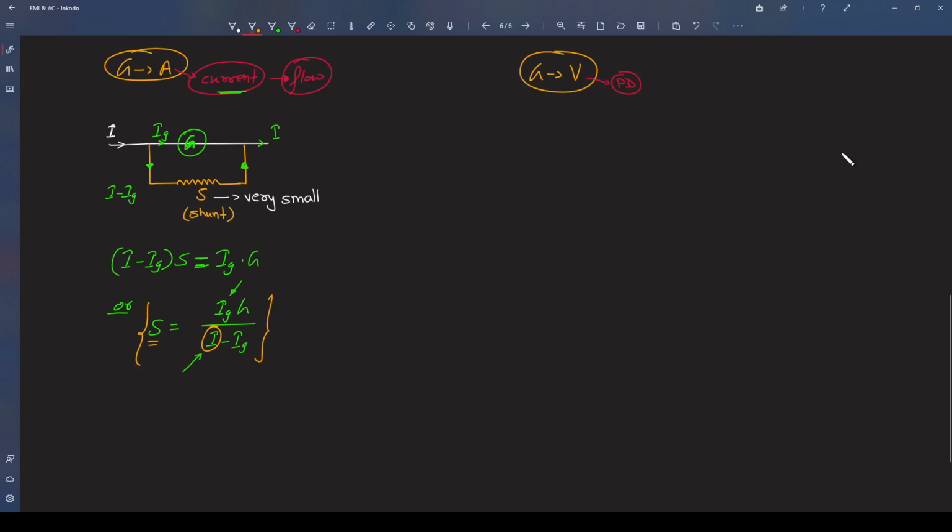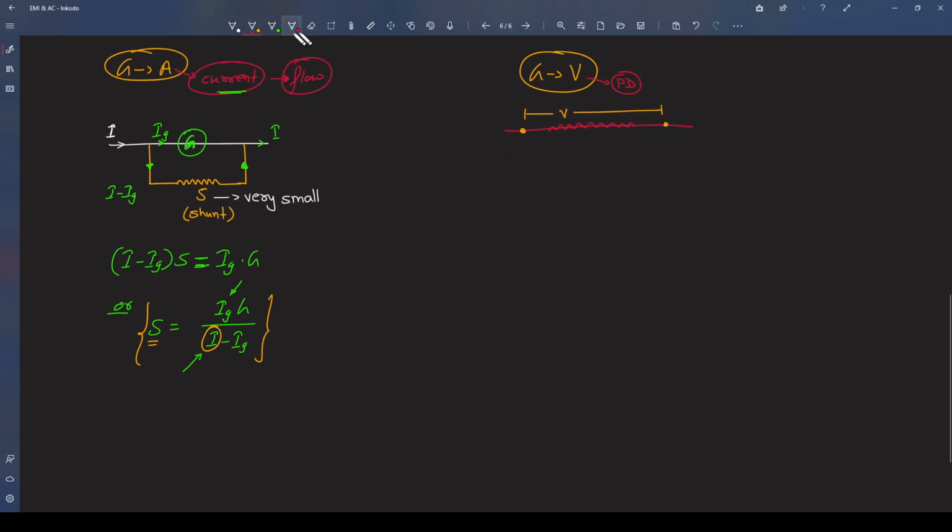Now, how to convert a galvanometer to a voltmeter? Let's understand that as well. A voltmeter does what? It measures potential difference. That means there is this circuit in which you have two endpoints. Let's say this is one point and this is another point. Across this, you have to measure the potential difference.